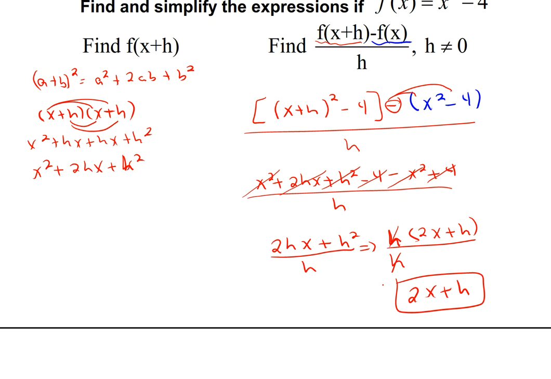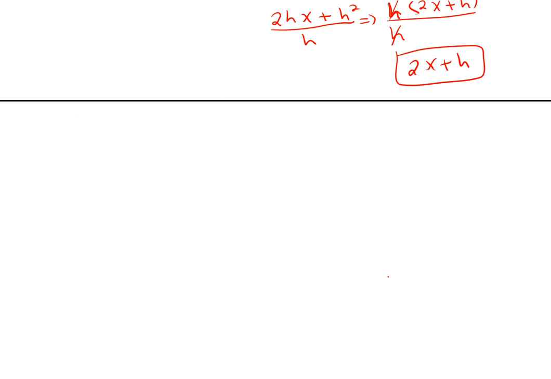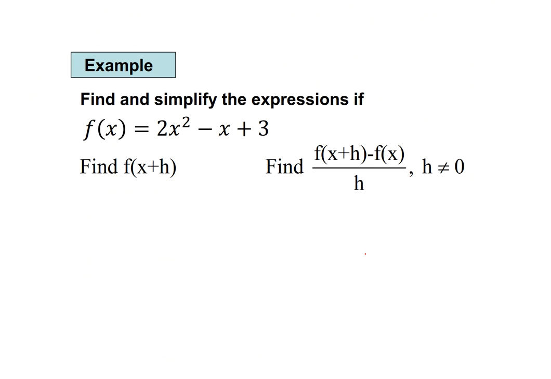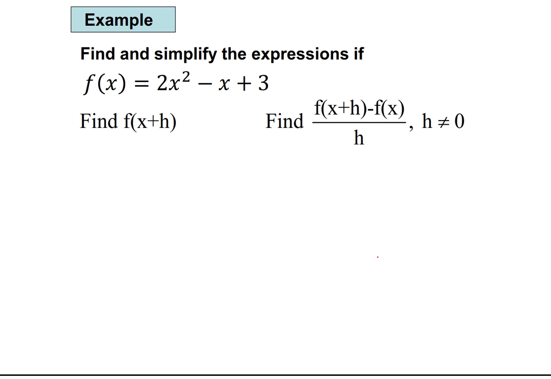Okay, let's take a look at one more problem. Okay, so in this one we have the function 2x squared minus x plus 3, and we want to use the difference quotient to find the average rate of change of the function.